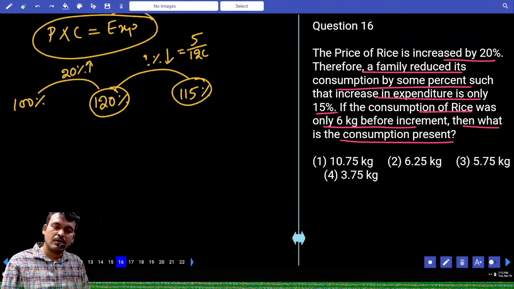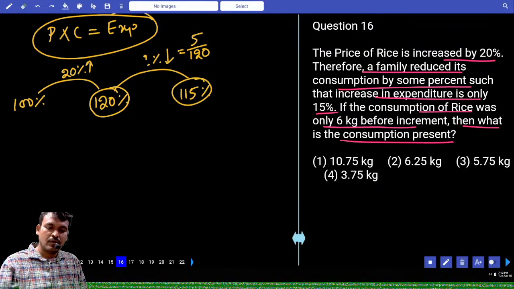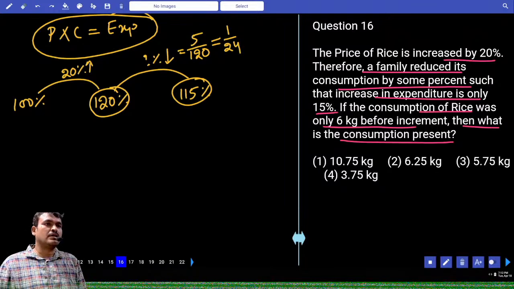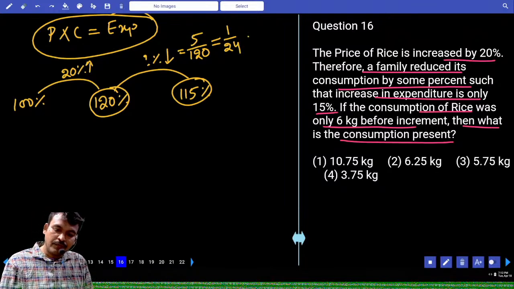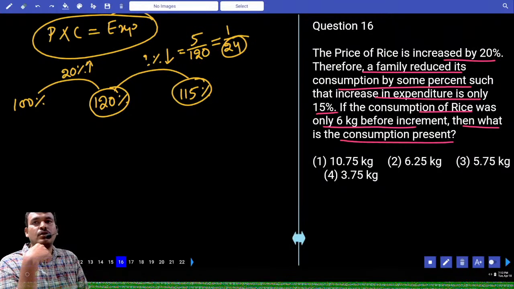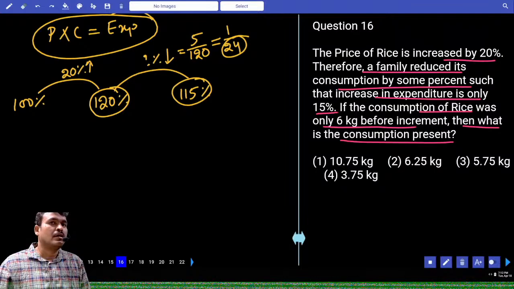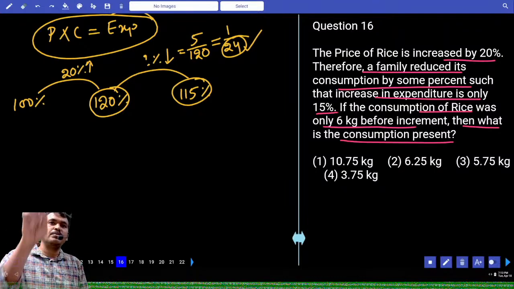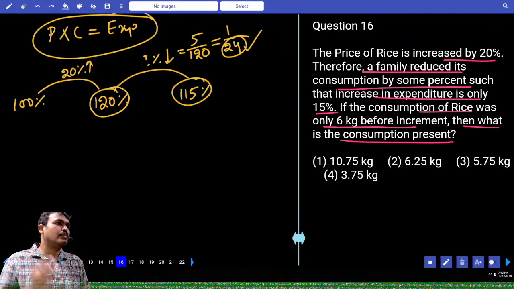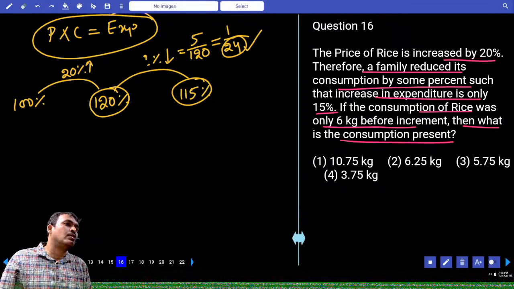120. What is the fraction? 1/24. Decreased or increased? Decreased. What is the meaning? Before, how many parts? 24 parts. In that, how many parts are decreased? 1 part. So the present is how many parts?